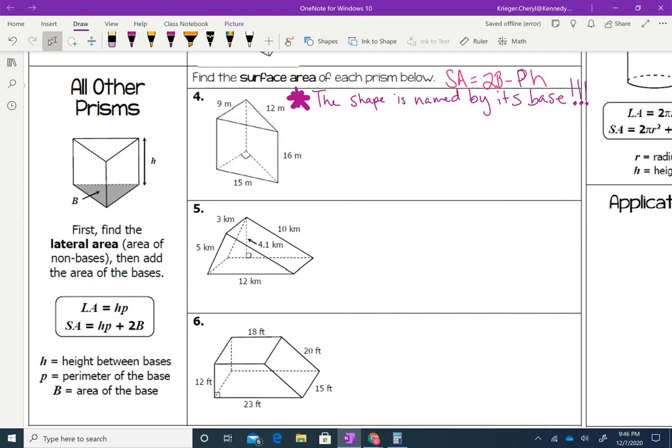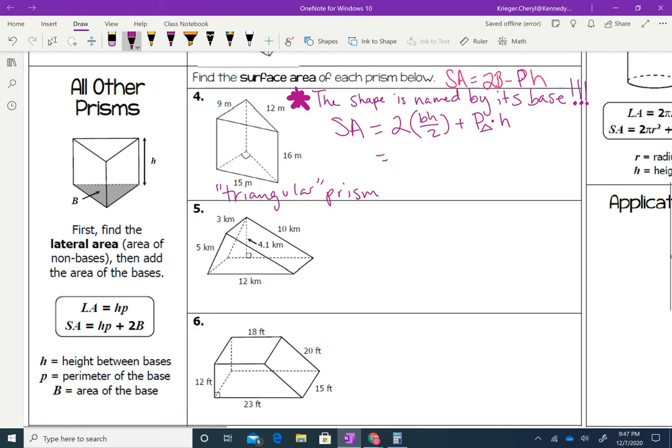We know that this is a triangular prism. Okay, and so that means that if it's a triangular prism, the base is the triangle. Okay, so we're going to have the surface area equals 2 times the area of the base, is 2 times the area of the triangle, plus the perimeter of the triangle times the height of the prism.